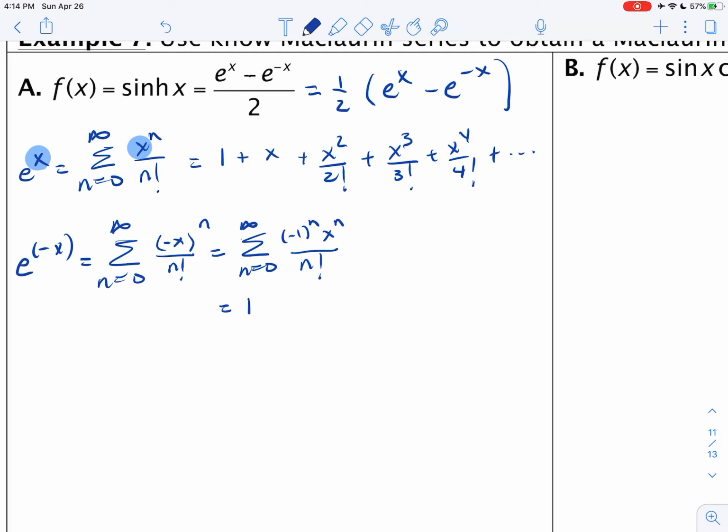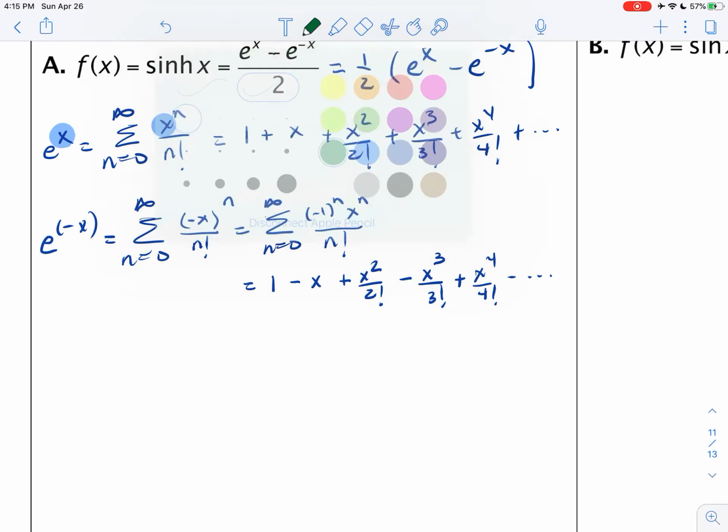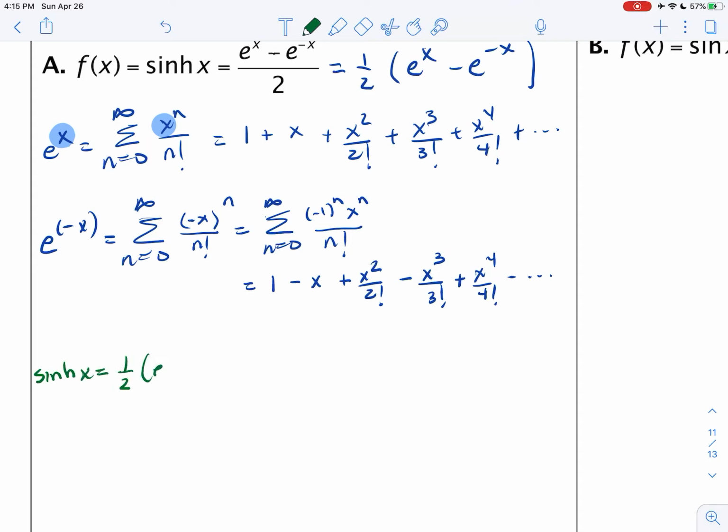And so for n equal to 0, we still start off on a positive note, and we're still starting off with 1. When n is equal to 1, we have subtraction, and we have x over 1 factorial. And then when n is equal to 2, we move back to positive, and we have x squared over 2 factorial. When it's odd, we have a minus term, and when it's even, we have a positive term, and we can continue going.